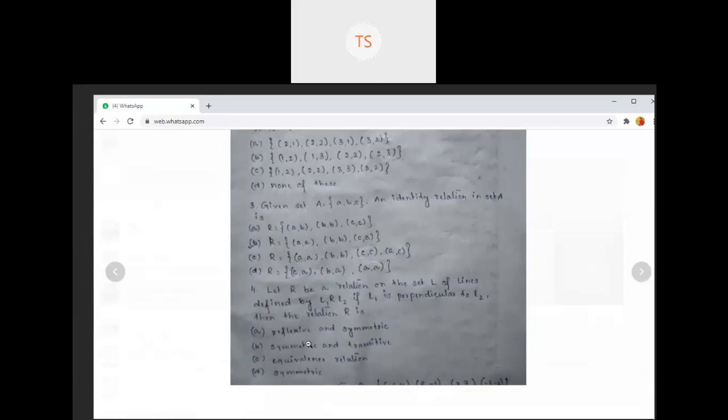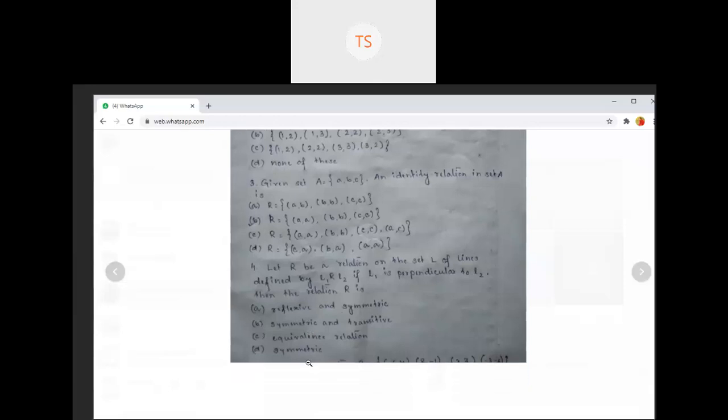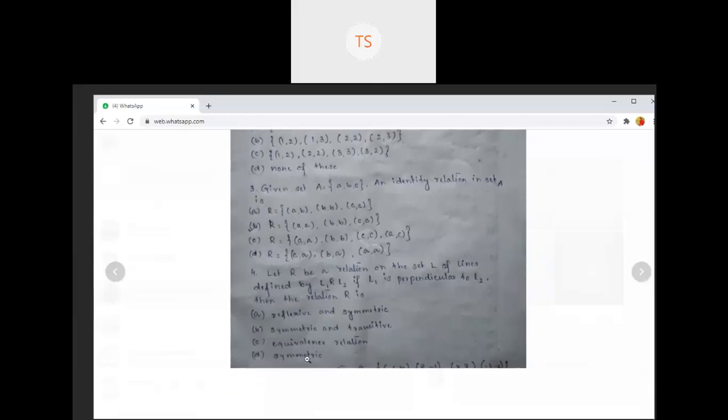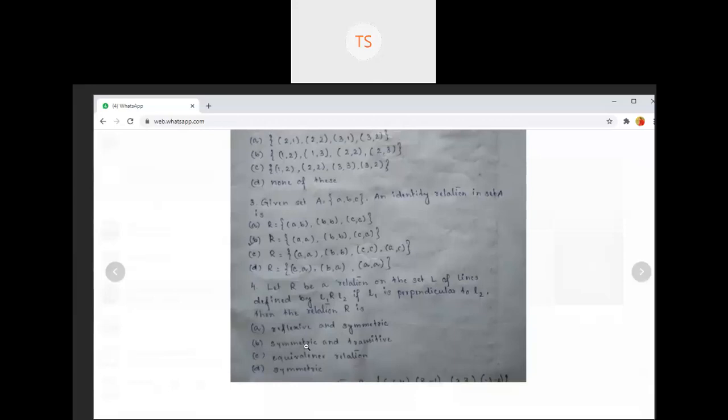For an equivalence relation, what properties does a relation have to satisfy? Again, reflexive, symmetric and transitive. We have already discussed that the reflexive property is not satisfied, so this is also not the correct option. You have to look for the correct option from option B and option D. Now the symmetric property is satisfied by L1 and L2. That means if L1 is perpendicular to L2, then L2 is perpendicular to L1.